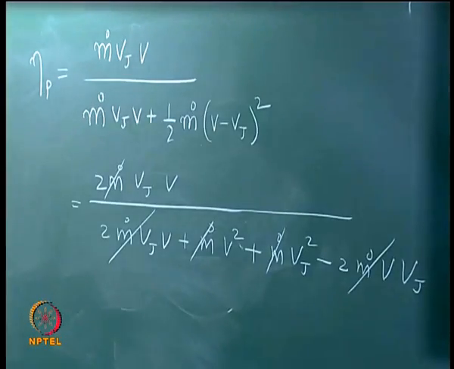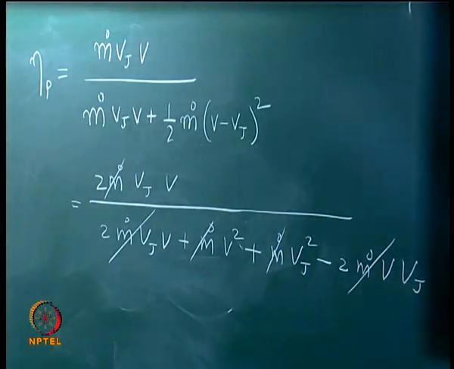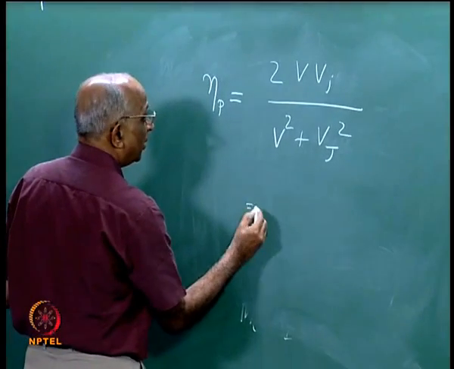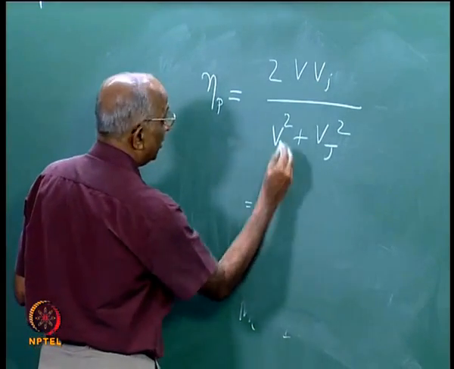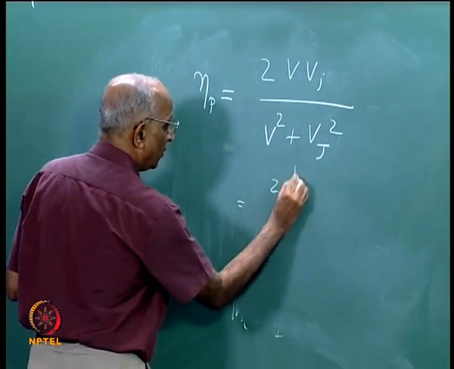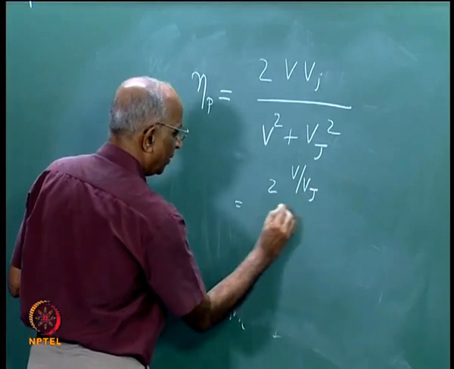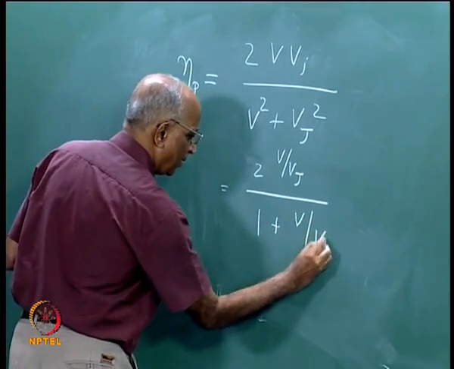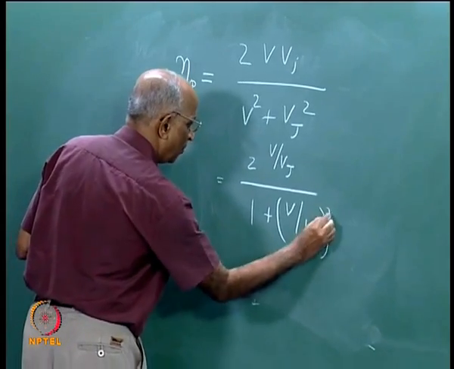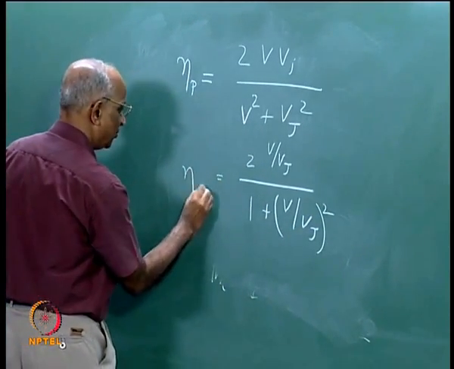Is it all right? V square plus Vj square in the denominator. Let us simplify it. Let us divide by Vj the numerator and denominator, and we get V divided by Vj, 2 V by Vj divided by 1 plus V by Vj whole square is equal to the efficiency of propulsion.